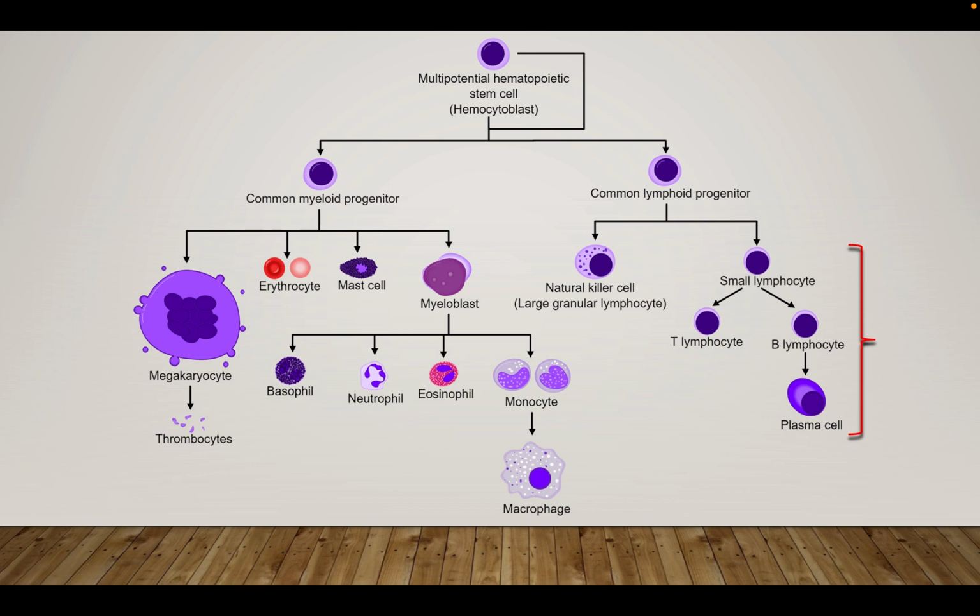But just appreciate this chart and see how everything is flowing from the one common cell. It's called a multipotential hematopoietic stem cell or hemocytoblast. It has the potential to divide into multiple different cells. So that's why we call it that. And then hematopoietic, this is referring to the creation of blood cells. So all these are different types of blood cells. These are white blood cells, these are red blood cells, and then these are our platelets.